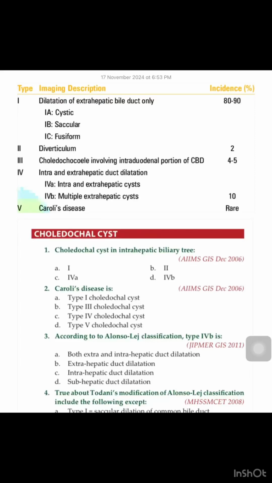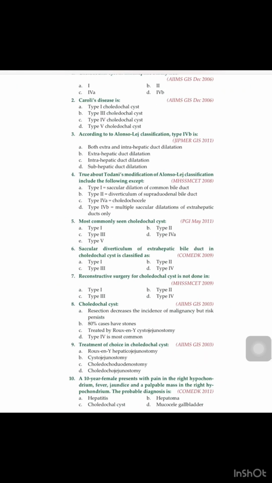Hi everyone. In the last video I discussed choledochal cyst in brief. Today we'll solve a few questions on choledochal cyst, and this image is for the Todani classification of choledochal cyst, and it is very important. Now we'll start solving questions.